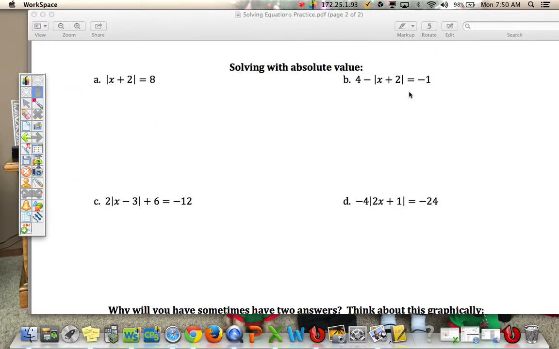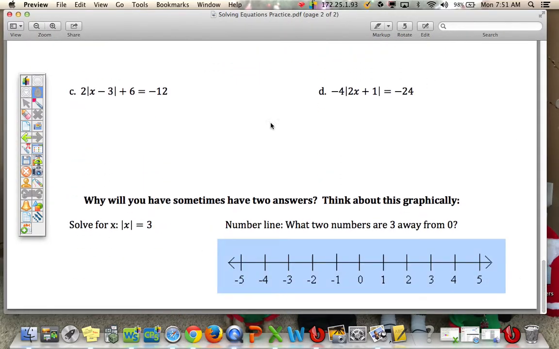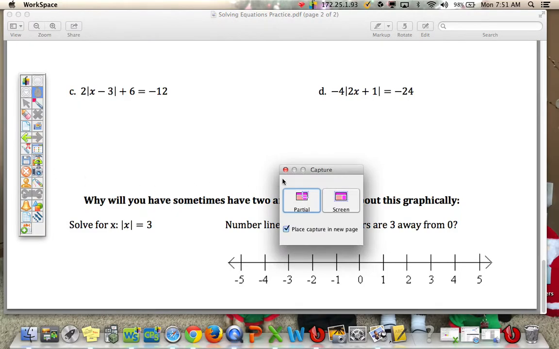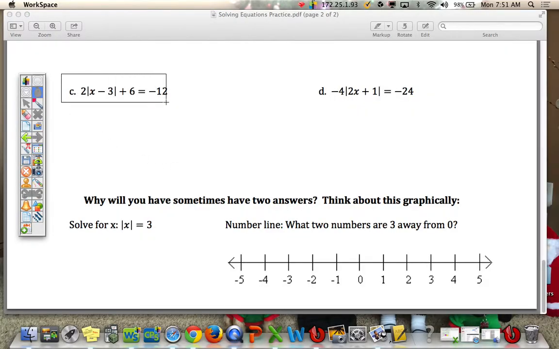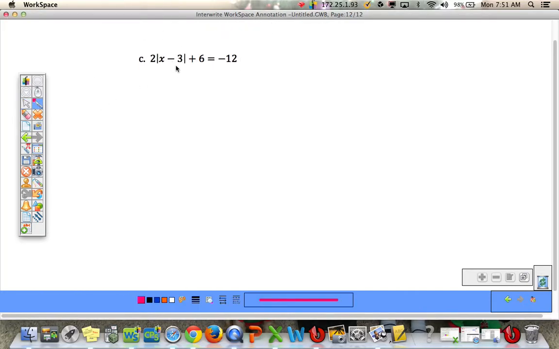Okay, let's try a few more. And before we do that, let's go here. Why will you sometimes have two answers? Think about it graphically. What two numbers are 3 away from 0 if you have the absolute value of x equals 3? And it's negative 3 and 3, so there can be two answers. All right, let's look at these last two. So again, when you're solving absolute value, get that by itself first before you split it up.